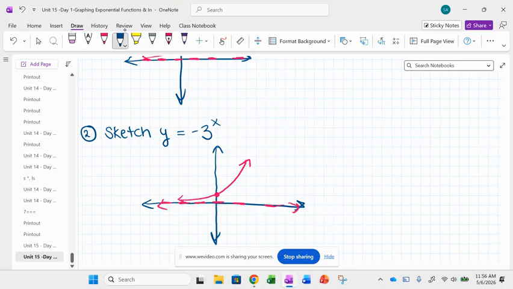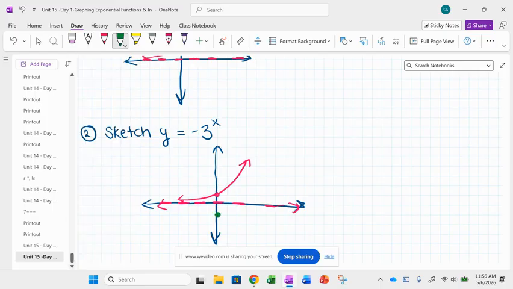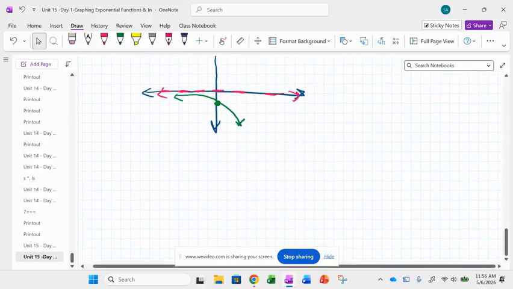Now to negate that, we're reflecting it over the x-axis. So instead of the point (0, 1), I have the point (0, -1). I hug here and then go down. So my answer is the green, not the pink, right? So it looks something like that. All right, two more problems and then we will call it a day.